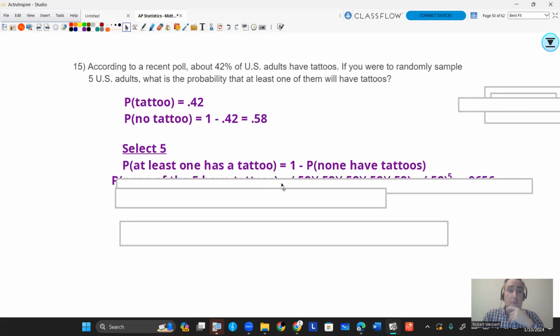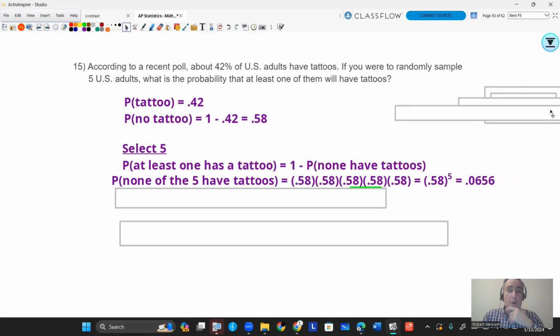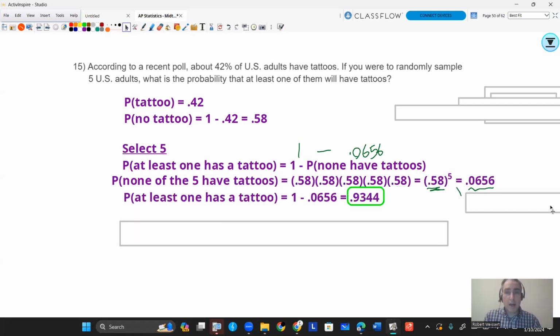And so let's calculate that. The probability that none of the 5 have tattoos is going to be 0.58 times 0.58. We always use multiplication when we're dealing with independent events. Another easy way to do that is to do 0.58 to the 5th power. So in your calculator, you'll type in 0.58 to the 5th power, and you get about 0.0656. Now, from there, you're going to take that number, 0.0656, and subtract that away from 1, and that'll be the probability at least one of them will have a tattoo. So you do 1 minus that, and you'll get about 0.9344.